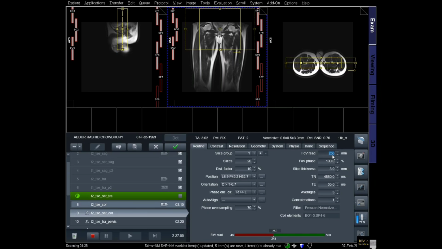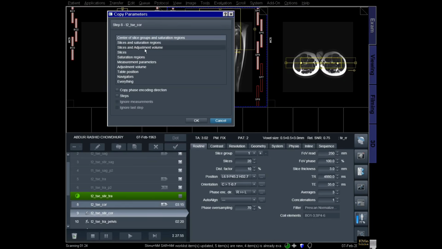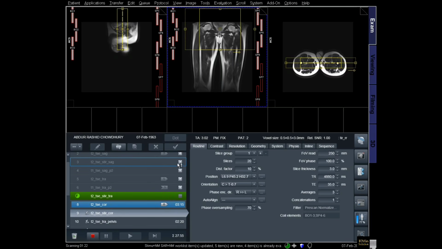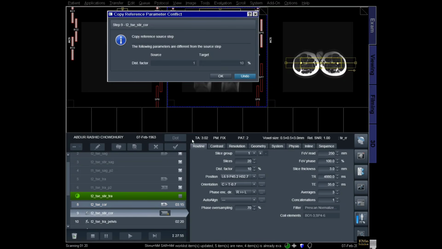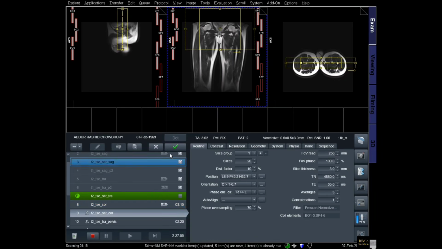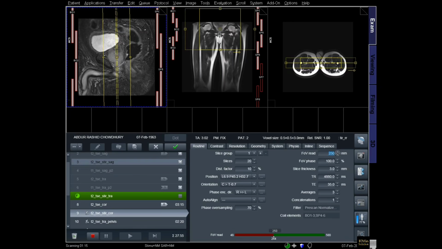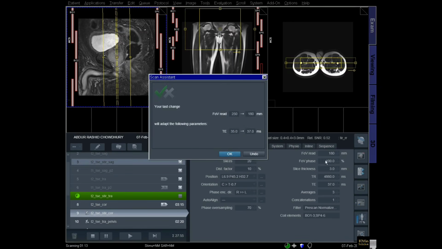Image evaluation. After completing all sequences, images are analyzed using the pRADS scoring system. pRADS helps radiologists standardize the interpretation of prostate MRI and determine the likelihood of clinically significant prostate cancer. Scores range from pRADS 1 to pRADS 5, with higher scores indicating a greater probability of malignancy.